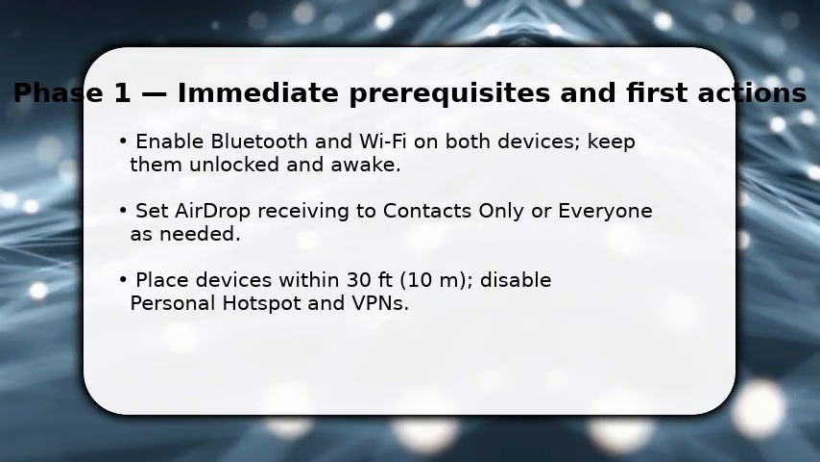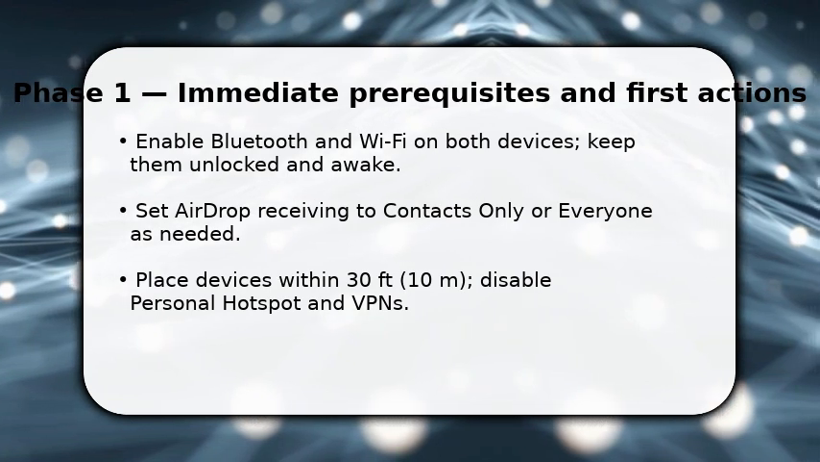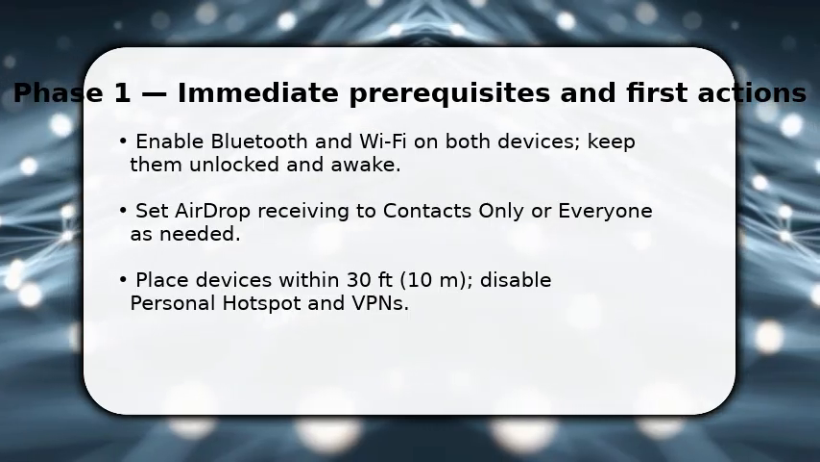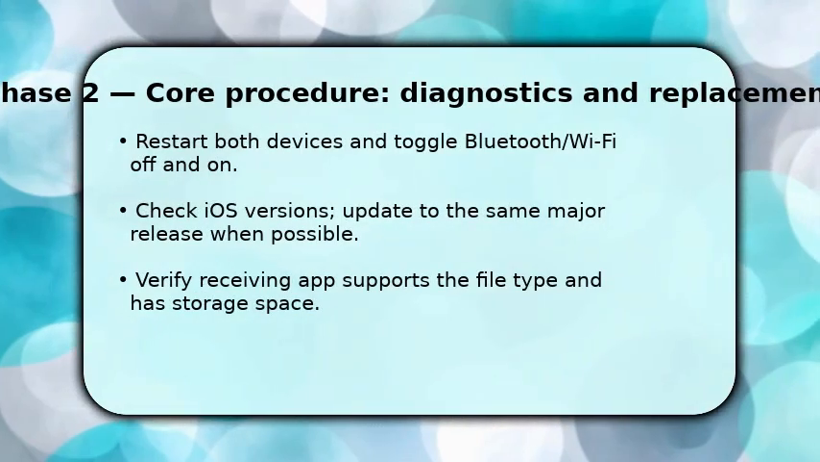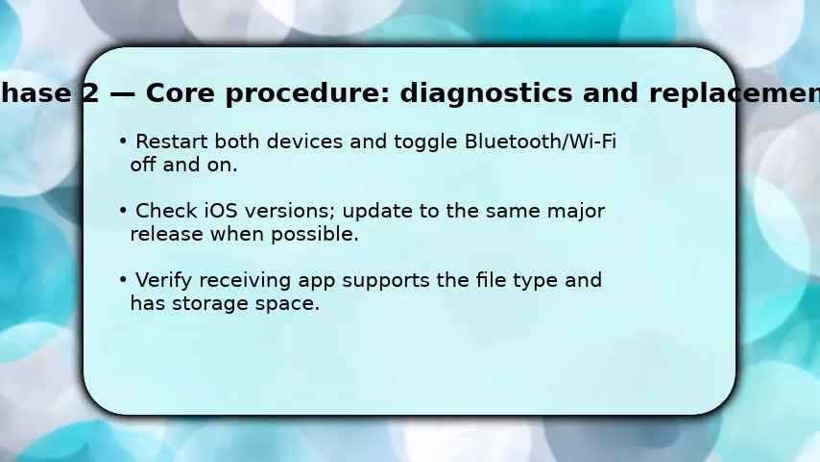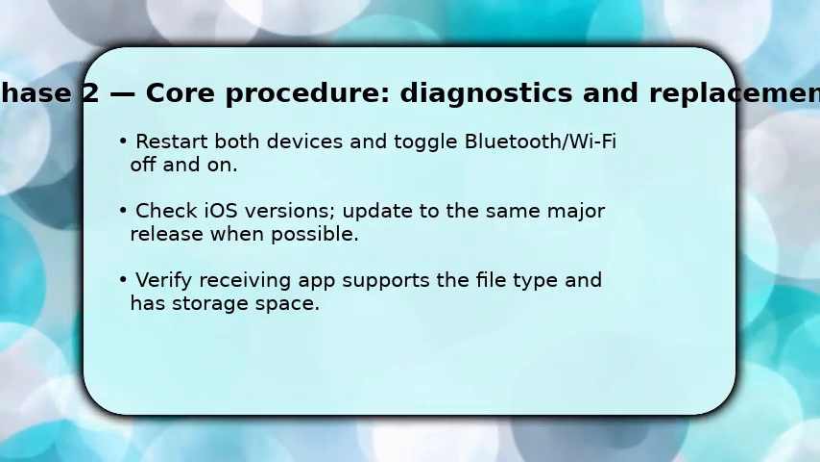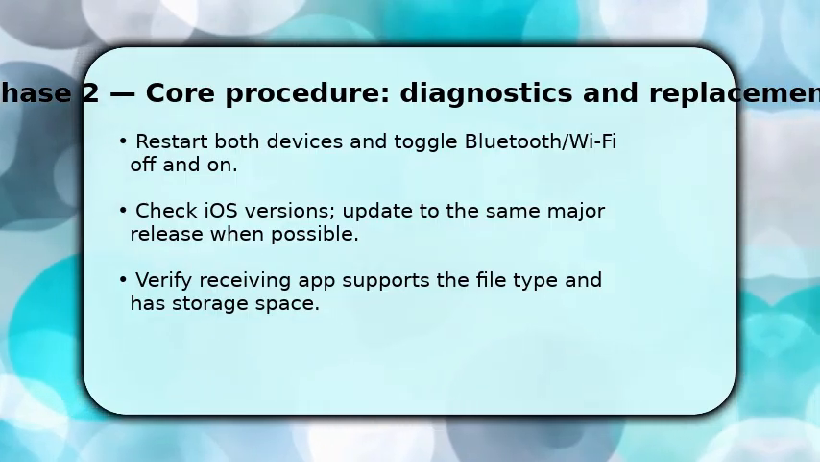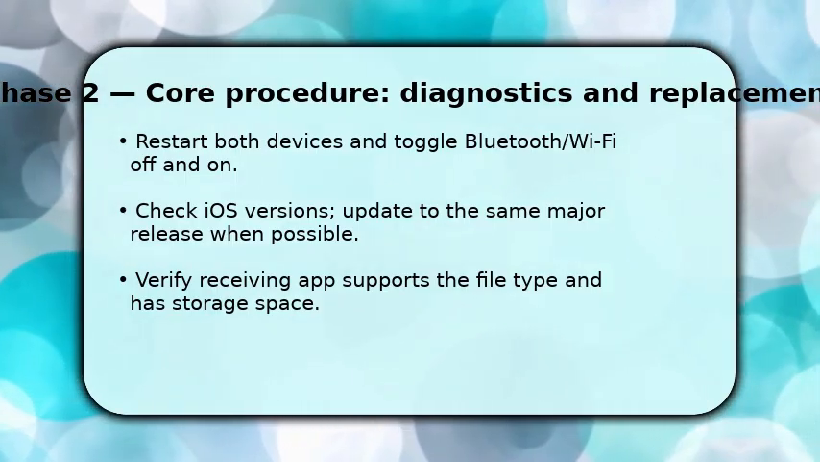Walk through these steps now so the discovery process can begin. This avoids wasted time on retries and gives you a clean baseline. Once devices are discoverable, you diagnose deeper problems by restarting both devices to clear transient radio issues. Then toggle Bluetooth and Wi-Fi off and on, because a quick reset often restores the peer link.